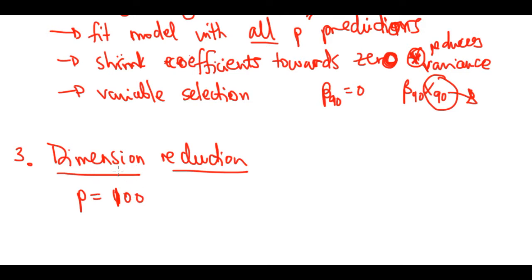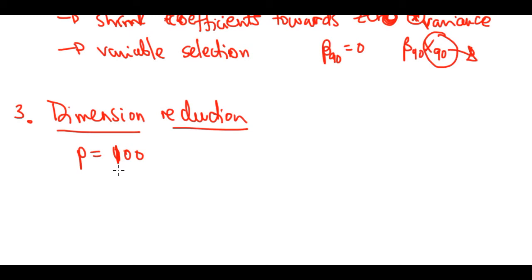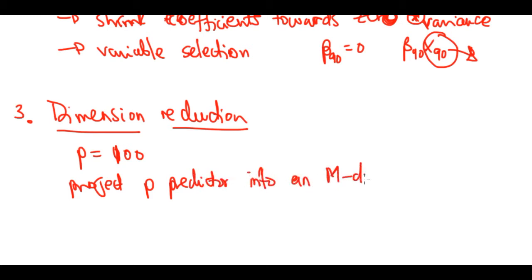Not by just taking out predictors, but by taking all predictors and then doing something called projecting. We project the p predictors into an m-dimensional space.